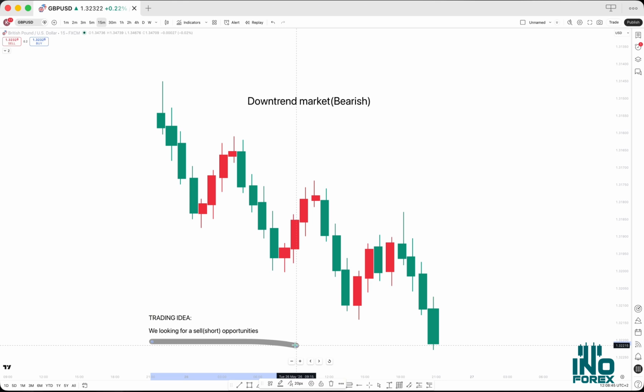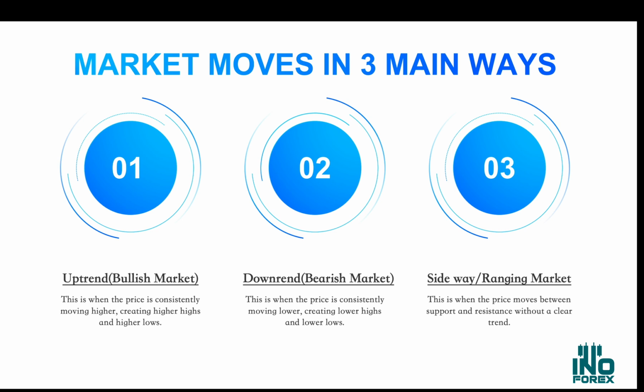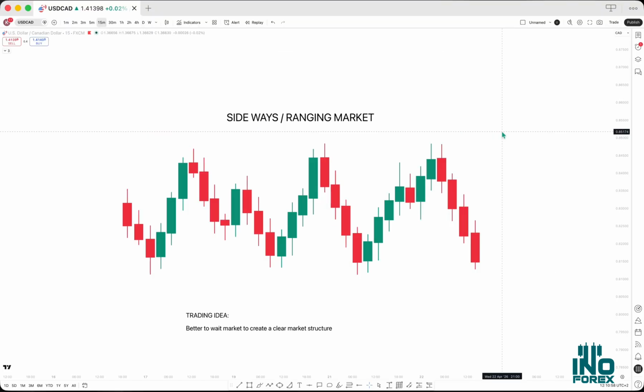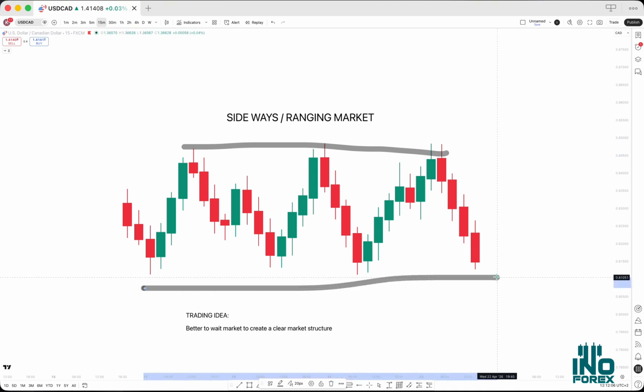I'm going to show you the last movement of the market. The third movement of the market, called a ranging market, is when the market moves sideways. This is when the price moves between support and resistance without a clear trend. Let me show you. So this is how a sideways market looks. Here we have a resistance and here we have a support. When the market moves sideways, it moves between resistance and support.